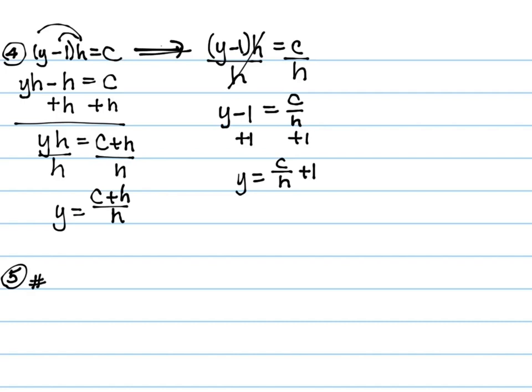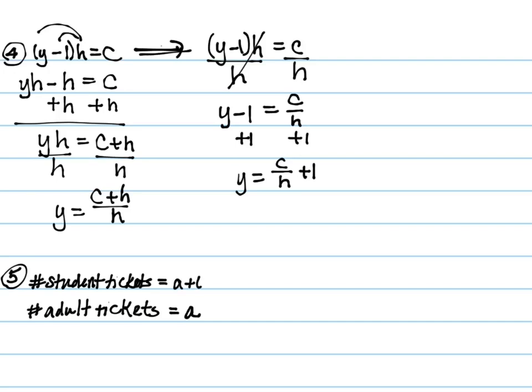We don't know the number of student tickets, and we didn't know the number of adult tickets. And they tell us that there's a relationship between them, and that relationship is that there are 66 more student tickets than adult tickets. So if adult tickets are A, then the student tickets would be A plus 66. Does that make sense for everybody? Okay, so that's how we did it then.